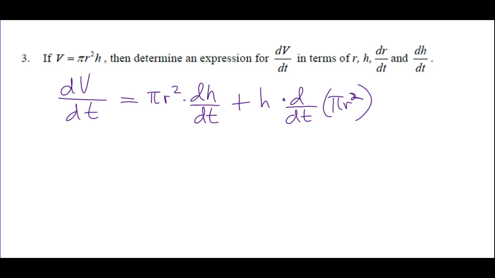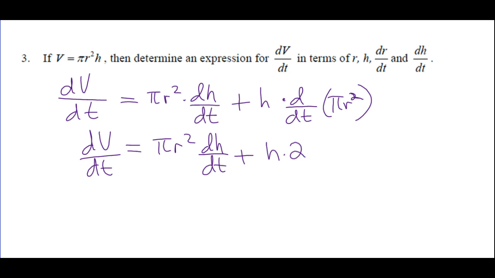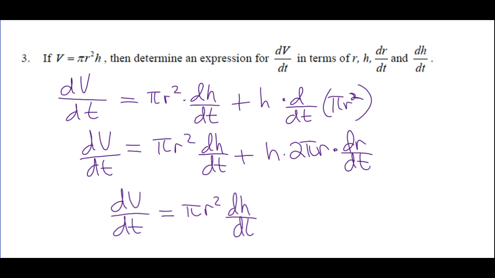So I could legitimately have just written pi h, but it doesn't matter. So we have dV/dt equals pi r squared dh/dt, plus, and the derivative here is going to be 2 pi r, so we've got h times 2 pi r times dr/dt. Again, we're taking the derivative with respect to time, which gives us 2 pi r dr/dt. Cleaning it up a little bit, dV/dt is pi r squared dh/dt plus 2 pi r h dr/dt. So we're in terms of r, h, dr/dt, and dh/dt.